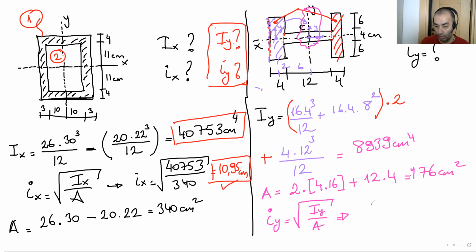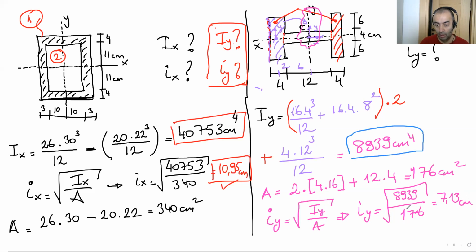Okay, let's calculate the radius of gyration: total IY over area. IY equals. The result is here. Let me check it again. Yes, 7.13 centimeters. Okay, what we have here is IY and the radius of gyration for the y-axis.